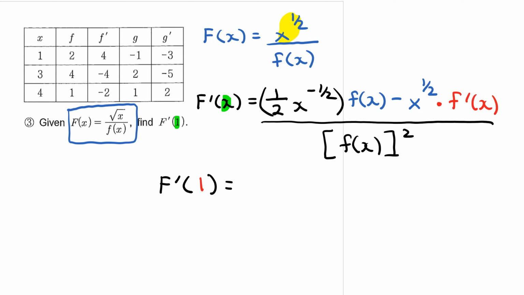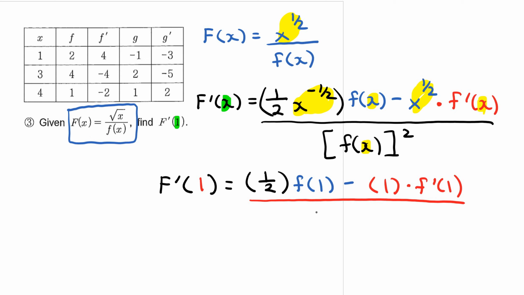Okay, let's see if we can do the math in our head here. So this part right here, all these x's are going to be replaced with the 1, right? So this part right here, 1 to the power of negative 1/2. Well, 1 to the power of anything is always going to be 1, and 1 times a half will be 1/2. And then I have f of 1 minus. Then over here, this is really 1 to the power of 1/2, which is simply going to be 1 times f prime of 1, all divided by, in brackets, f of 1 all squared.